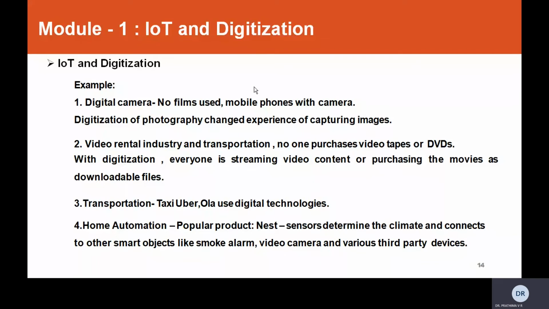The third application is the video rental industry and transportation. In the older days, people purchased DVDs and used videotapes to play a clip. Now, with the effect of digitization, everyone watches video content via streaming, and purchases movies as and when required in a downloadable way. And that is one more technology enhancement. The next fact of digitization can be observed with transportation. In the older days, people only used ordinary buses. Now, we see transportation services at the click of a hand, which show digital technology improvements. Examples are Uber and Ola.